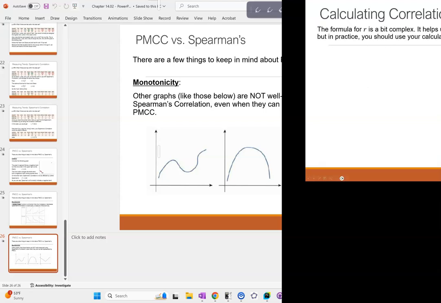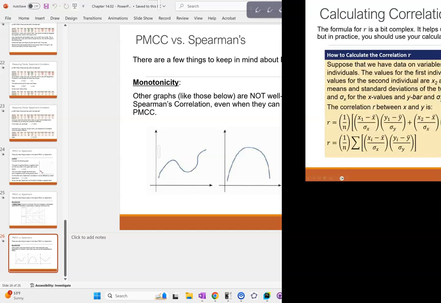So let's talk about how we compute this value for R. Now, in general, the calculator is going to handle this for us, but the formula is: we take 1 over the number of samples in our data set, and we take each x value, subtract the mean of the x's and divide by the standard deviation of the x's, and then multiply that by the first y value minus the mean of the y's divided by the standard deviation of the y's. And we'll do that for every ordered pair in our data set and add them all up.